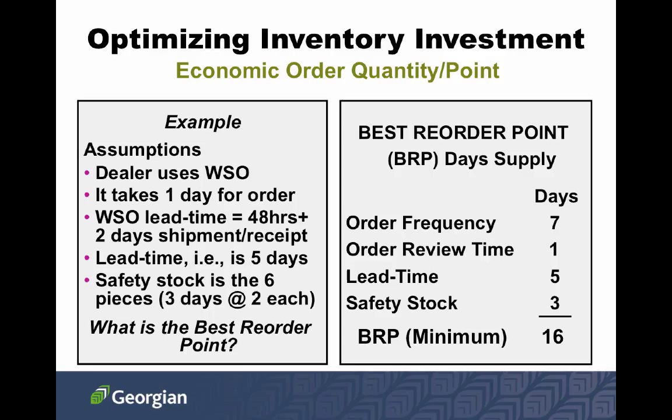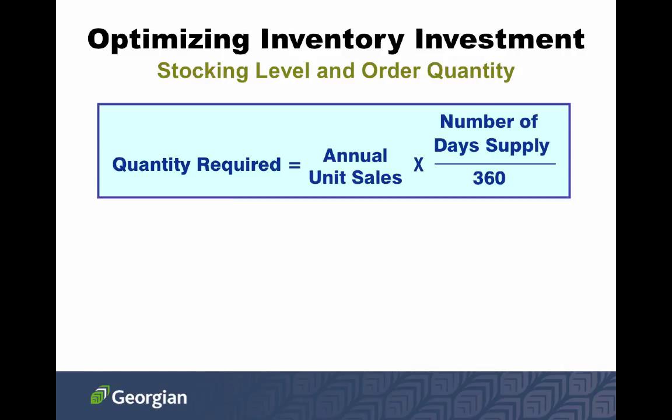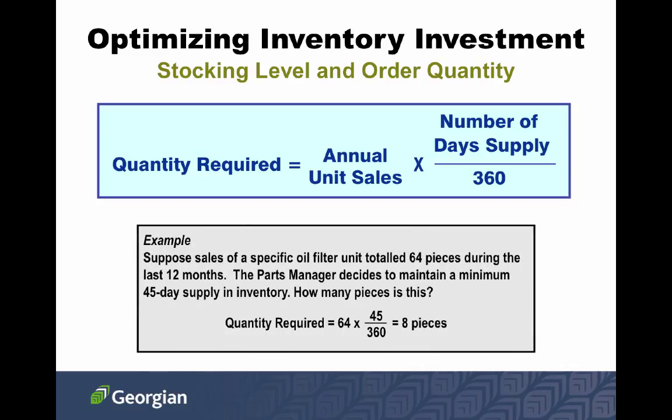So now let's look at how best stocking level and best reorder point are calculated. It's usually expressed in day supply, as you see here, and I'll start with best stocking level. The quantity required would be the annual unit sales for that component multiplied by the number of days supplied divided by 360. Why 360? Because there are 365 days in a year. Well, that's the convention, because the difference would be just a fraction of a day, and that really doesn't make much difference. So that's a nice round number. Now, let me explain this by use of an example. And here's an example.